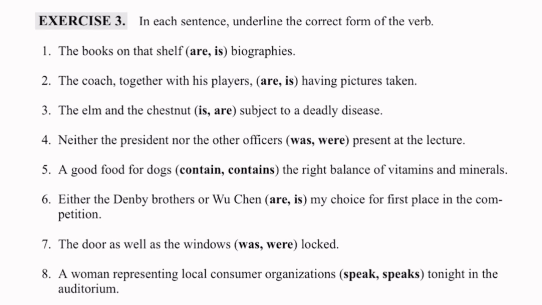Let's look at question number 1. The books on that shelf dash biographies. Books. You can even see biographies. So the answer is are, plural. What about number 7? The door as well as the windows dash locked. Remember what we say about as well as? Subordinating conjunction. We are not interested in the windows. The windows is not our subject. The door, which is singular, is our subject. So the answer is was.